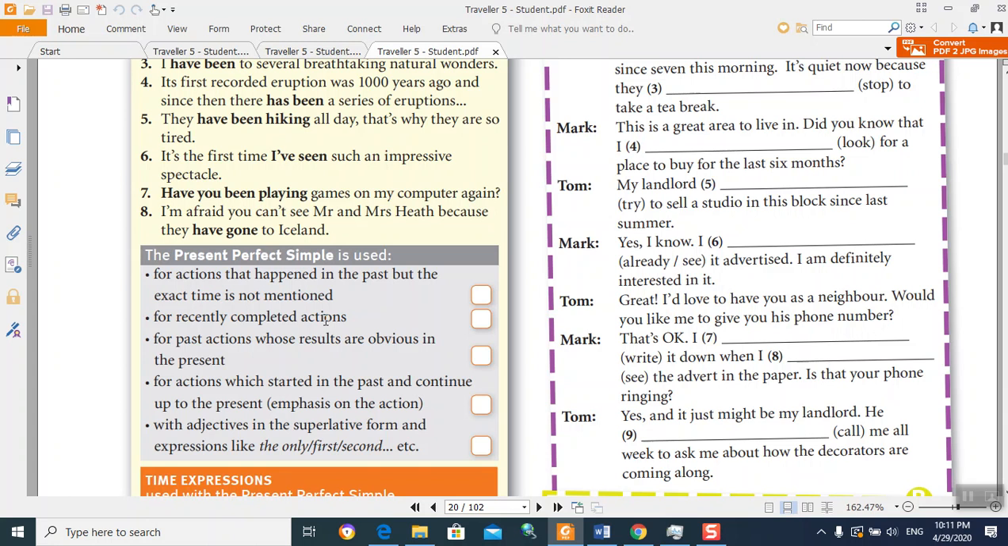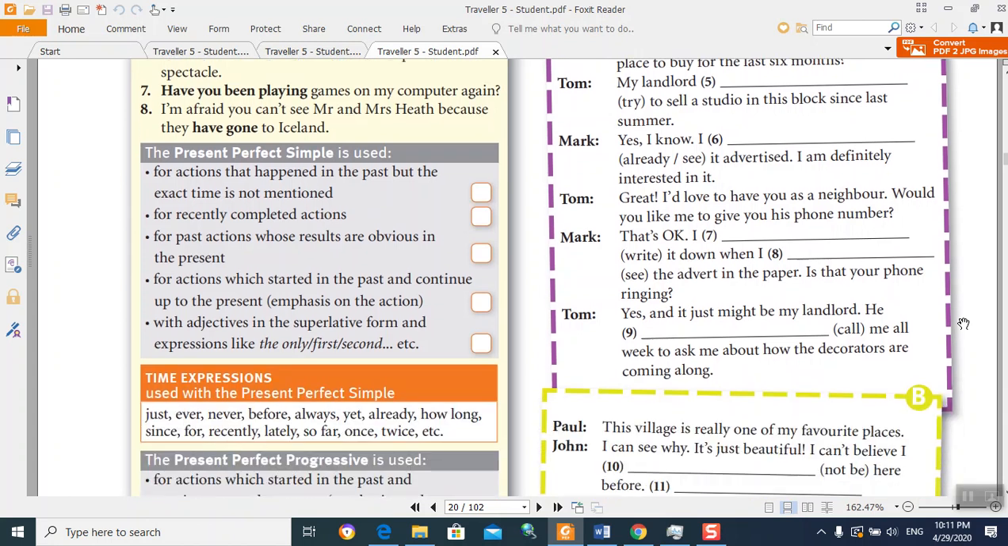The fourth point, for actions which started in the past and continue up to the present, with emphasis on the action here. Actions that started in the past but continued to the present. Also the last point, with adjectives in the superlative form and expressions like the only, the first, second. This is the only time, and then you use the present perfect.